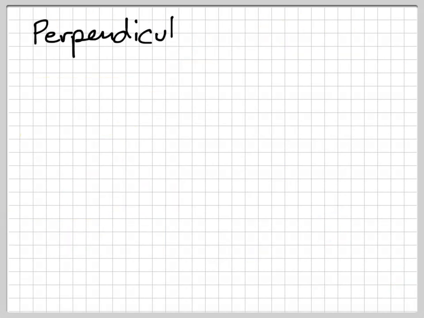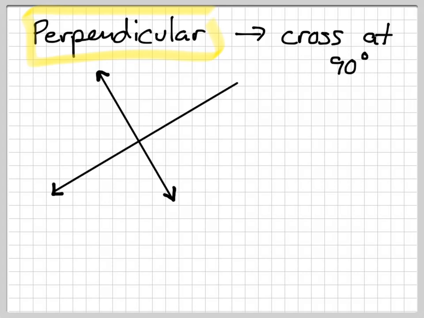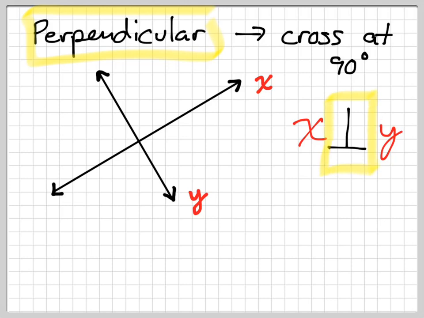The next word, perpendicular. Perpendicular is when two lines cross at 90 degrees. So I have line X and line Y here. I'm going to indicate that it's perpendicular, if I were writing it out, by the upside down T. That's the symbol for perpendicular. And on the diagram, which hopefully you've seen before, this little box here indicates that the lines actually cross at 90 degrees.